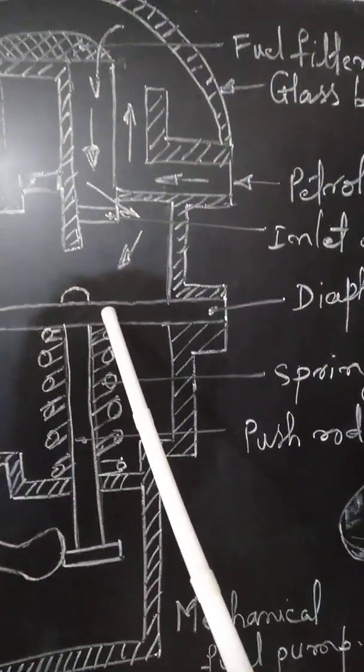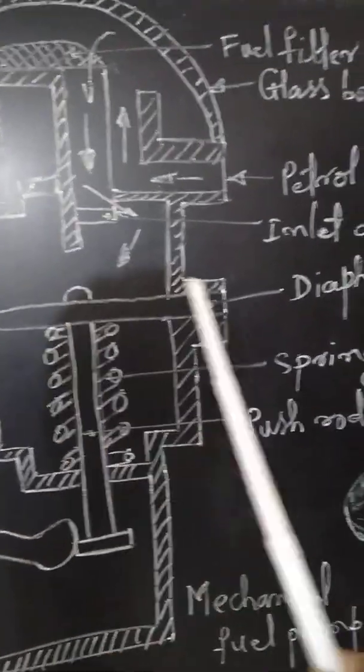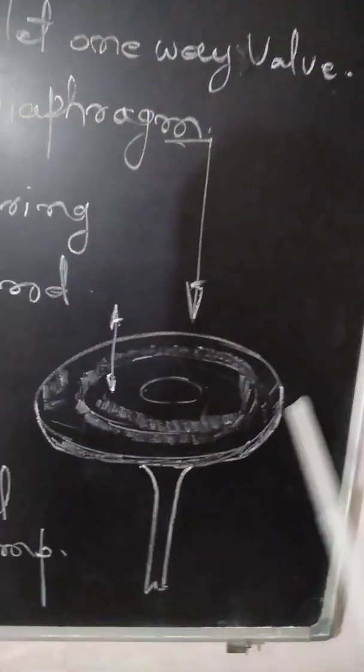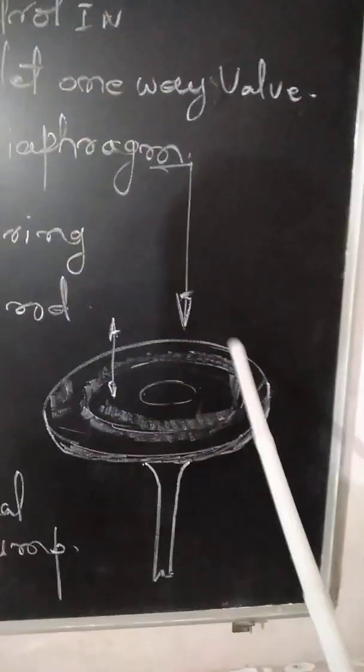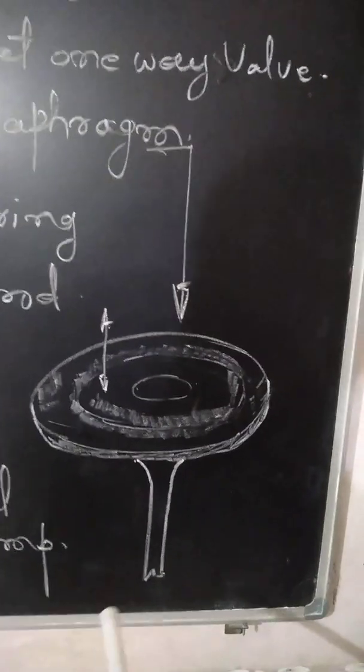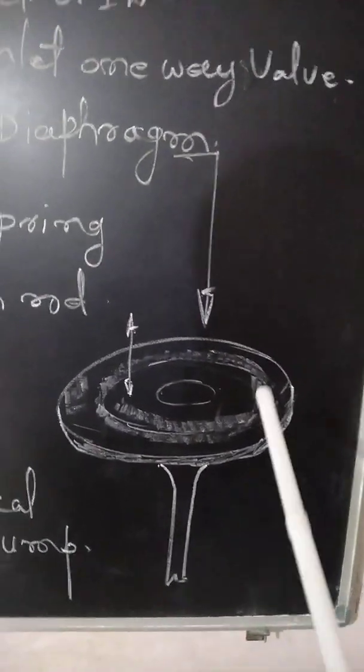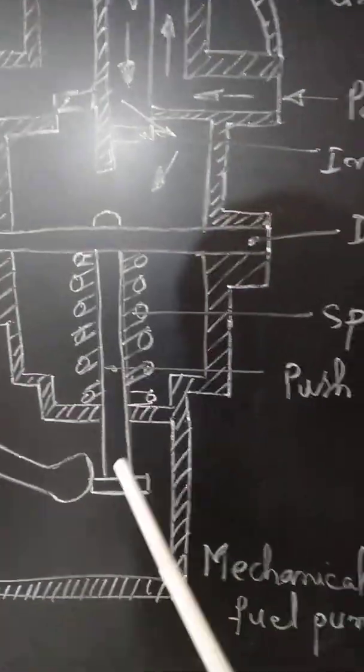Now the shape of the diaphragm is circular. This is a cross section over here. It is something like this. This is a circular shape. This is made out of a synthetic material, leather. Okay, so this is connected to a lever over here.